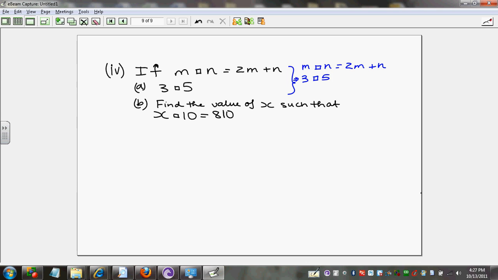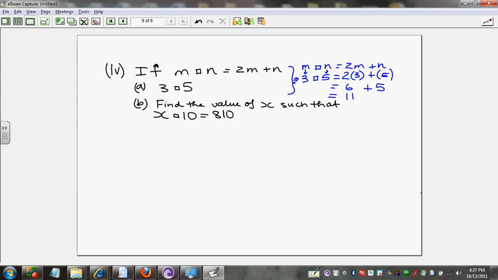All it means is we're going to remove the m and place 3, remove the n and place 5. So it'll be 2, m is replaced by 3, and n is replaced by 5. So it works out to be 6 plus 5, and 6 plus 5 is 11. So that one was relatively easy, nice. Everybody should be comfortable with that one. Okay? The box is just linking the m and the n.